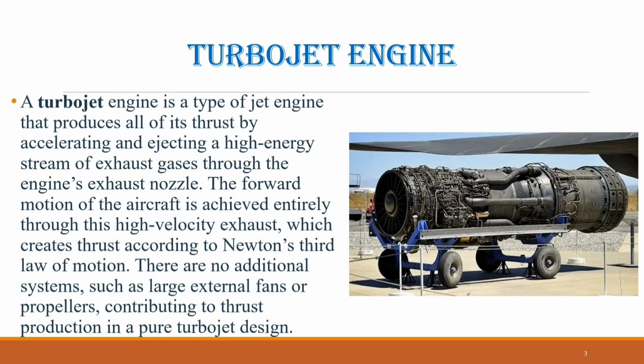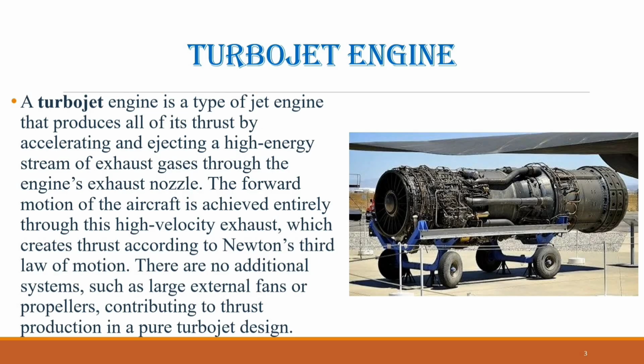Turbojet engine. A turbojet engine is a type of jet engine that produces all of its thrust by accelerating and ejecting a high-energy stream of exhaust gases through the engine's exhaust nozzle. The forward motion of the aircraft is achieved entirely through this high-velocity exhaust, which creates thrust according to Newton's third law of motion. There are no additional systems, such as large external fans or propellers, contributing to thrust production in a pure turbojet design.